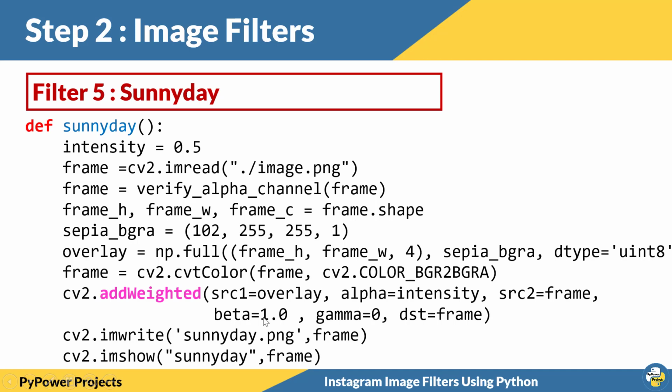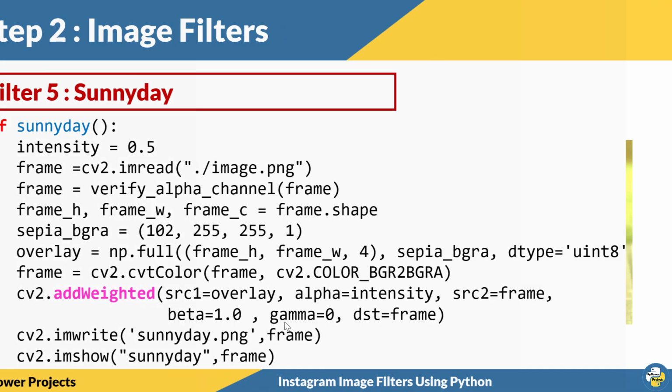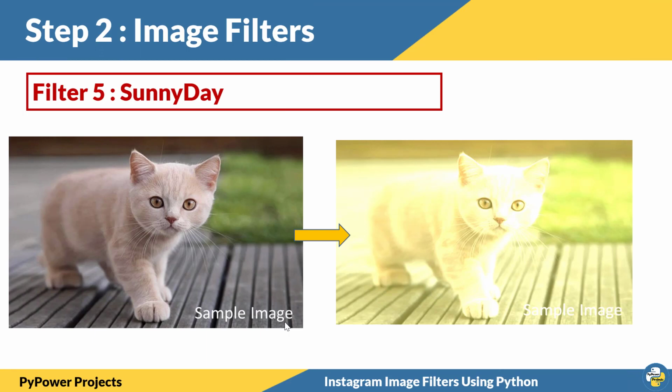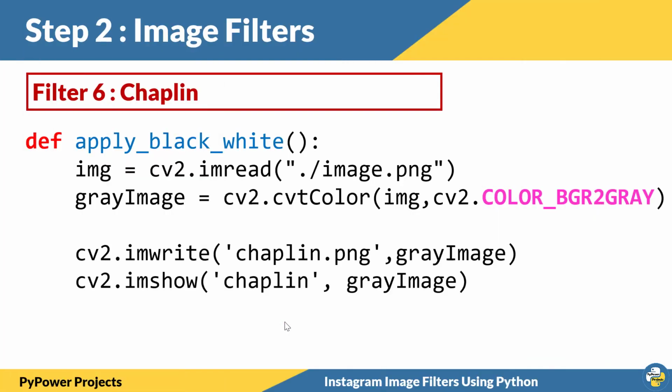You can change these parameters according to your requirement. It will change your output image depending on how much intensity you want; you can change the beta and gamma according to your requirement, and that will show an effect on your output image. So this is the sunny day filter, and last but not the least, Chaplin.